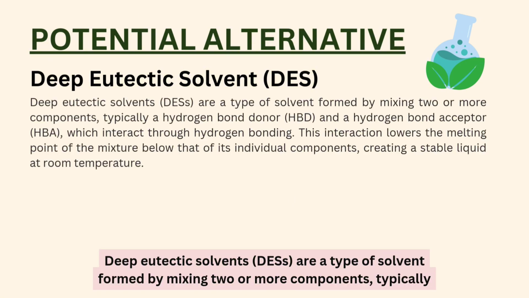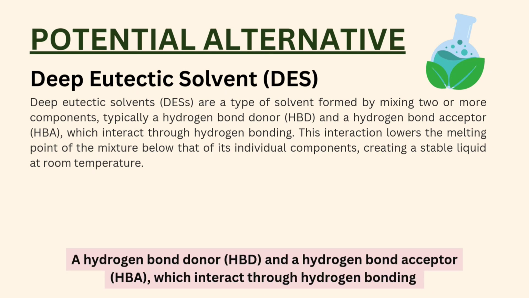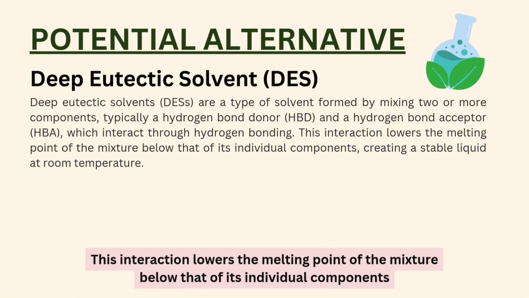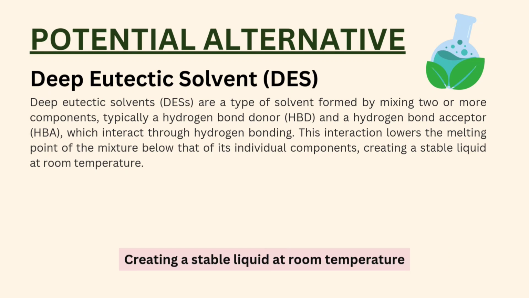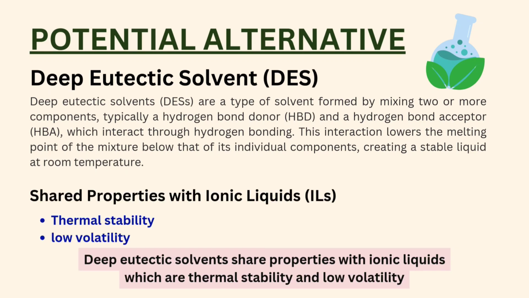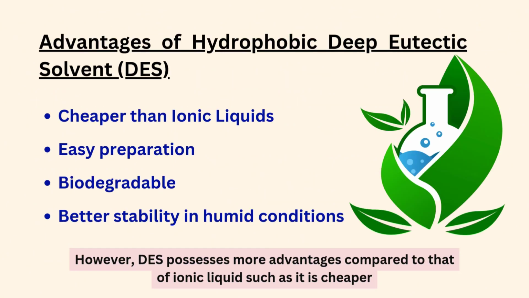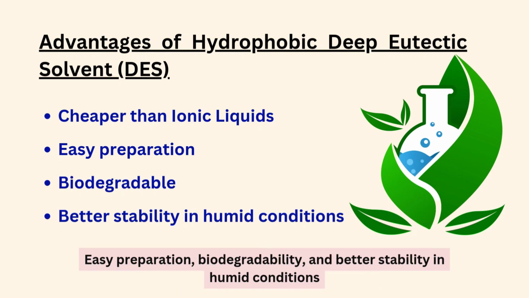Deep eutectic solvents are a type of solvent formed by mixing two or more components, typically a hydrogen bond donor and a hydrogen bond acceptor, which interact through hydrogen bonding. This interaction lowers the melting point of the mixture below that of its individual components, creating a stable liquid at room temperature. Deep eutectic solvents share properties with ionic liquids, which are thermal stability and low volatility. However, deep eutectic solvents possess more advantages compared to ionic liquids, such as being cheaper, easy preparation, biodegradability, and better stability in humid conditions.